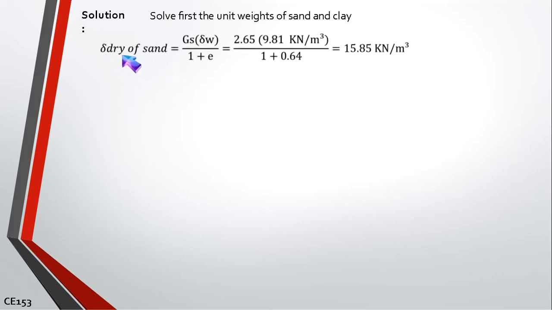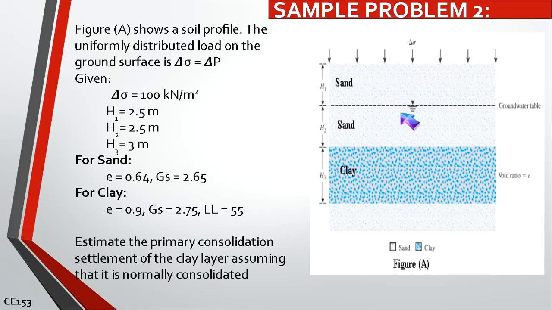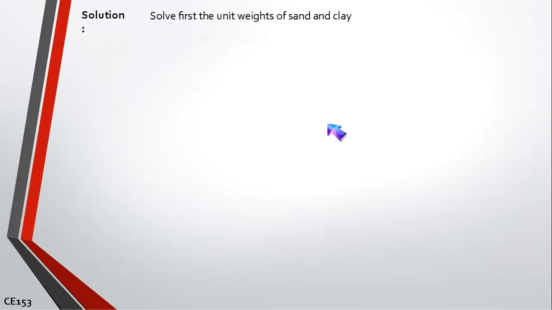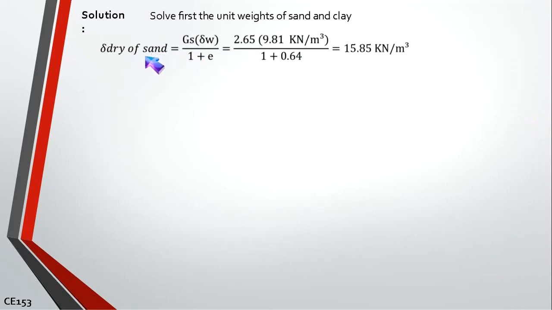So for sand, the dry unit weight of sand, kasi yung unang layer natin is nasa taas ng ating groundwater. Ito, yung unang dry unit weight ng sand ang gagamitin natin since this is above the groundwater table. And ito naman yung saturated unit weight, yung makukuha natin dito, pati sa clay, since this is under the groundwater table.